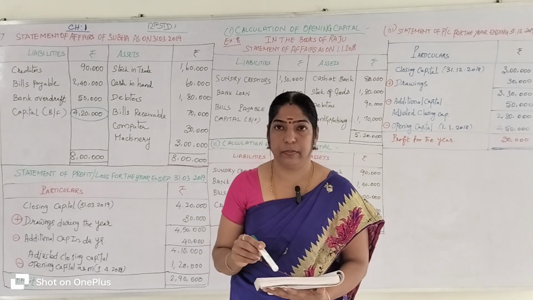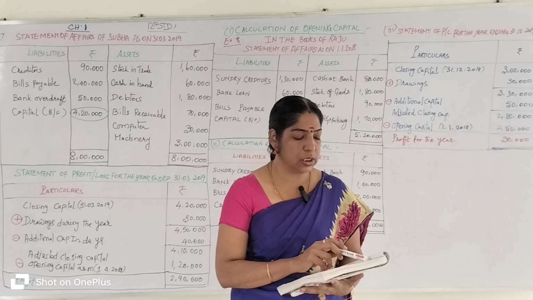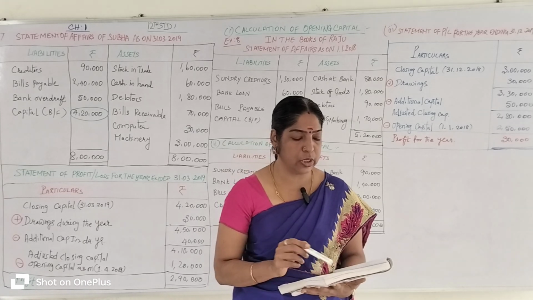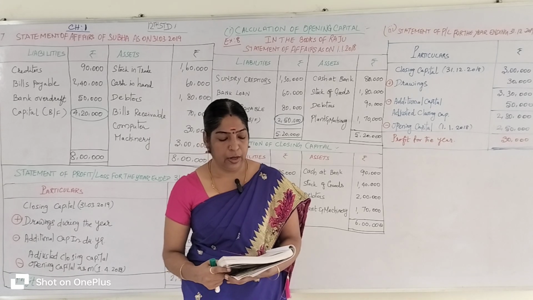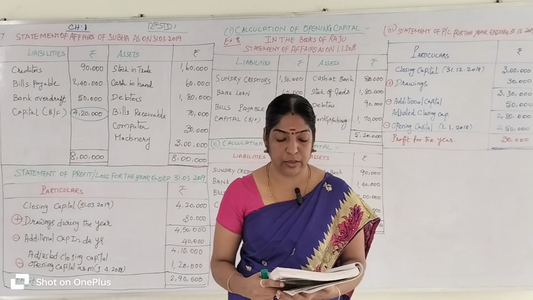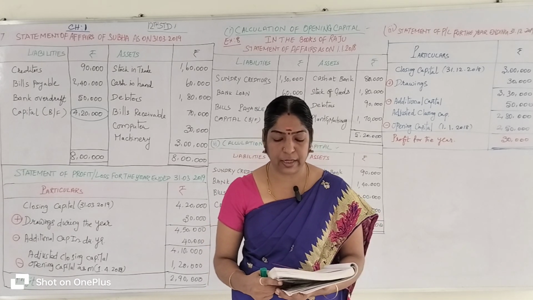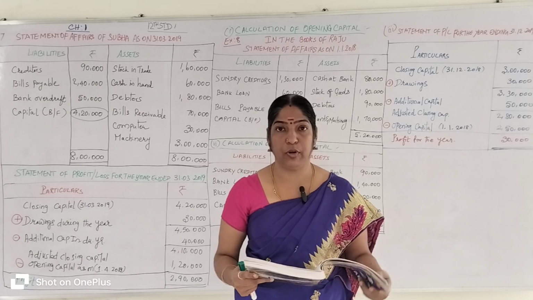Let's read the information given below. Bank overdraft, debtors, bills receivable, computer, machinery, stock in trade, creditors, bills payable, cash in hand. During the year, she withdrew 30,000 rupees for her personal use. She introduced further capital of 40,000 rupees during the year. Calculate the profit or loss.